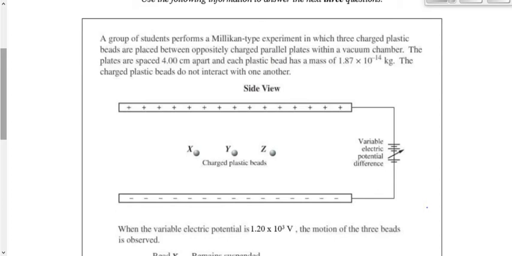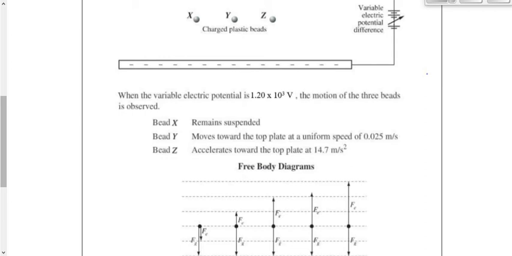The beads are charged the same as the oil droplets would be charged. They're nice uniform shapes, which makes life a little bit easier. But in the end, our analysis ends up being exactly the same. Now, if you scroll down here, it talks about three different beads here. Bead X remains suspended. Bead Y moves toward the top plate at a uniform speed, and bead Z accelerates upward toward the top plate at 14.7 meters per second squared.